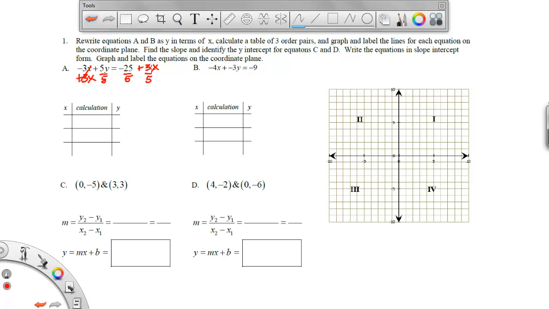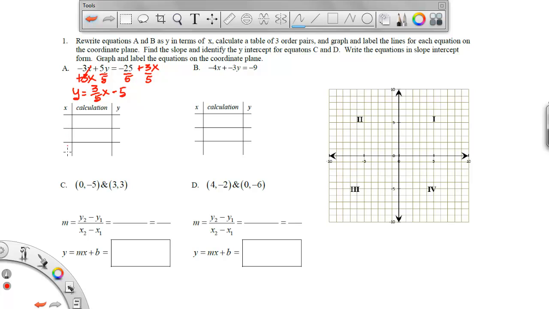So my final equation is y equals, make sure that if your slope and all your fractions can be reduced, you reduce them to their lowest terms. So that'll be 3 over 5 x. Negative 25 divided by 5 is a negative 5.